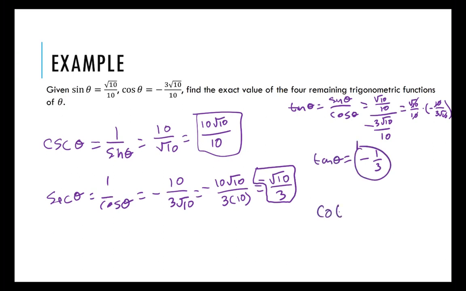Then, of course, cotangent of theta. At this point, you could use one of two identities. You could either use the reciprocal identity, which is actually what I'm going to do, or you could use cosine divided by sine and get the exact same thing. But I'm going to use the reciprocal identity, that is 1 over tangent of theta, which is, of course, going to be negative 3 over 1, or negative 3.